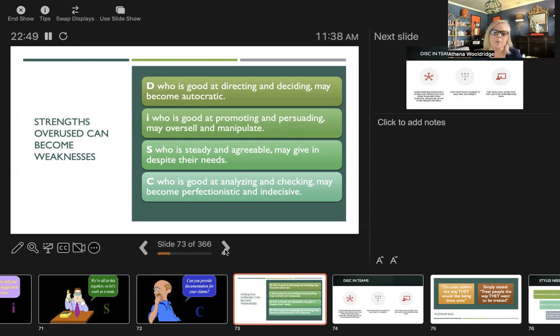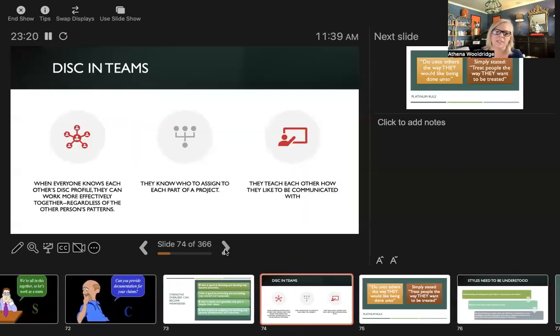And an S is steady and agreeable, but they may give in. Just whatever. It's fine. Just whatever you guys want. Watch this in your team meetings. Don't let people just say, yeah, whatever you guys want. No. What do you also want? I want everybody to have a voice. A C is good at analyzing, but they can become indecisive, right? That paralysis by analysis. And in this 8 weeks, there's no way to have that paralysis by analysis because there's just simply not enough time to do so.